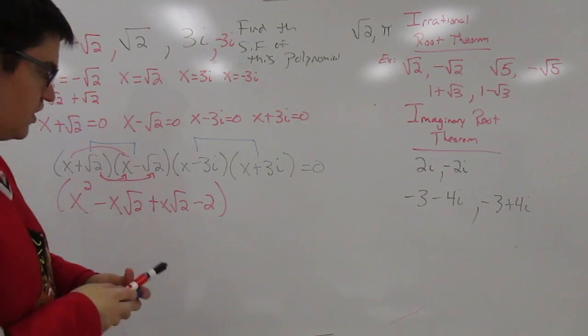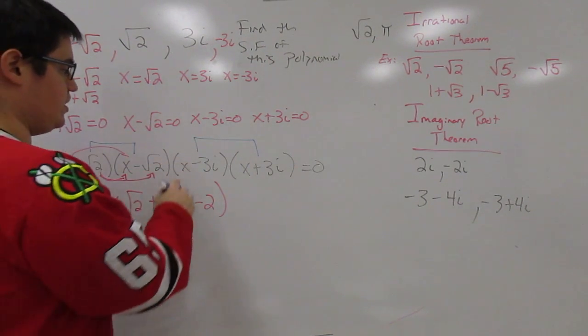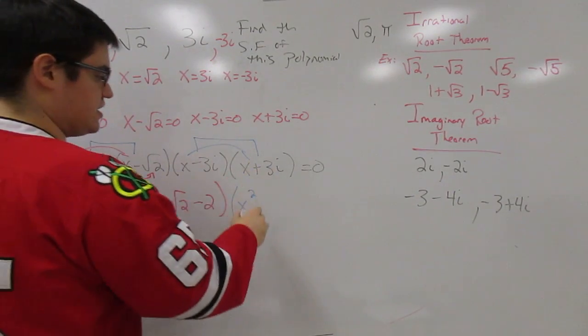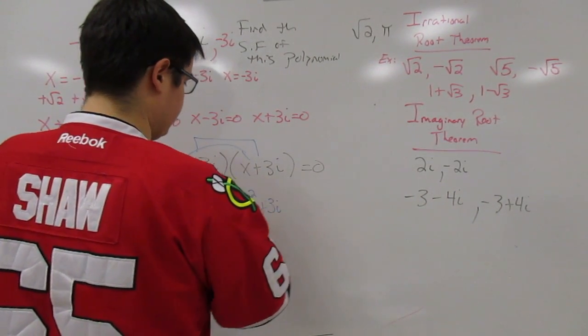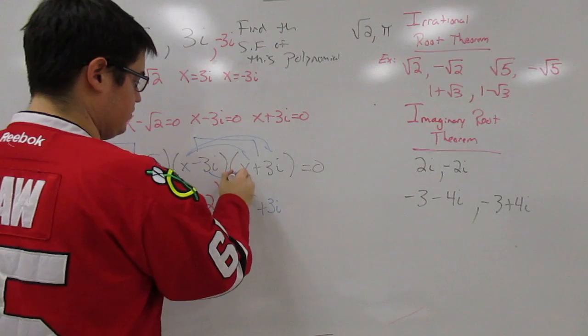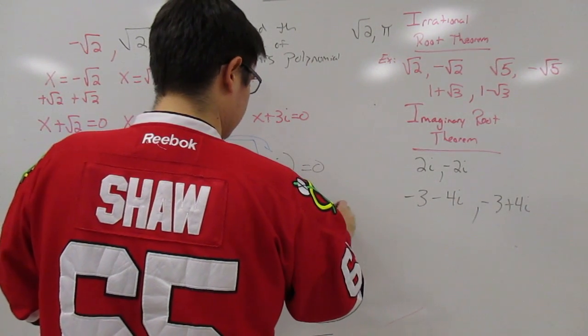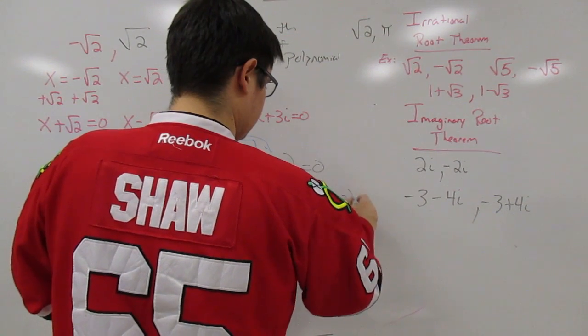Okay? Then I'll do the same thing to these two. X times x, x squared. X times 3i, plus 3i. Then do these guys here. Minus 3i, minus 9i squared.